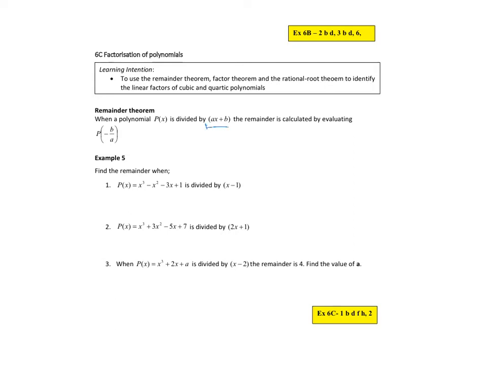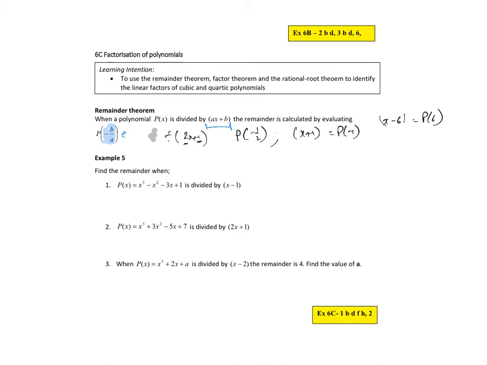If we're dividing a polynomial by some ax plus b, the remainder we can get by substituting in minus b on a. So if I'm dividing by 2x plus 1, there's the b term, there's the a term, I work out p of negative 1 on 2. If I divide by x plus 1, I work out p of minus 1. Divide by x minus 6, I work out p of 6. And that will give me my remainders, okay?